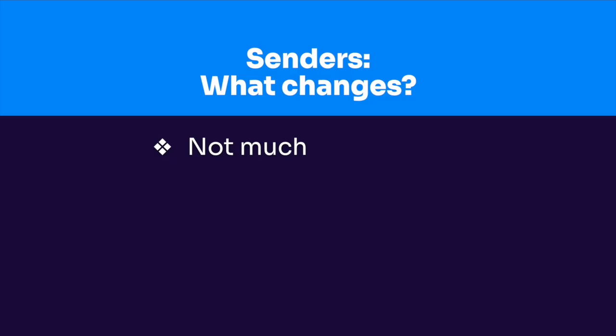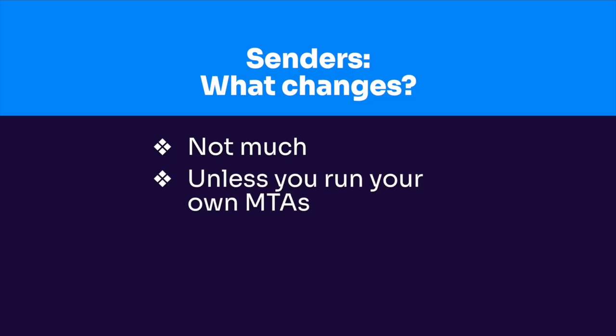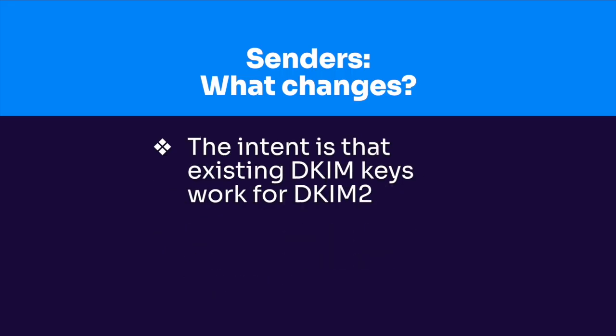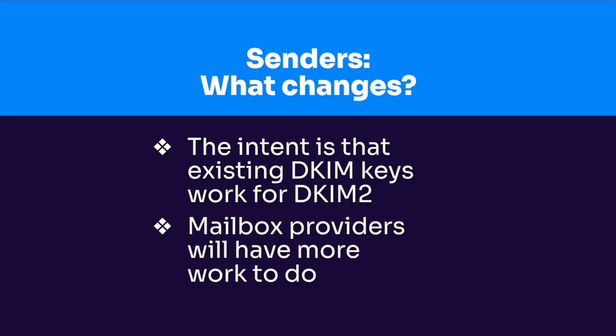So, what does this mean for email senders? Honestly, probably not much day to day. If you run your own mail servers, you'll eventually need to upgrade software. If you use a platform like Amazon SES or SendGrid, they'll handle most of those upgrades for you. It's nothing you'll need to touch. You might have some DNS updates, but hopefully nothing too disruptive. And I think the hope is even that existing DKIM keys in DNS would work for DKIM2. Mailbox providers, on the other hand, will have more work to do.